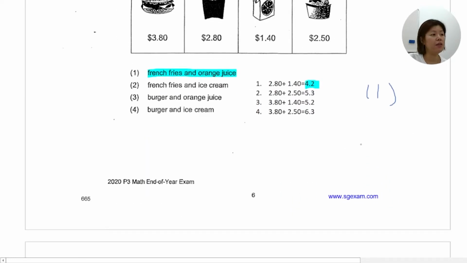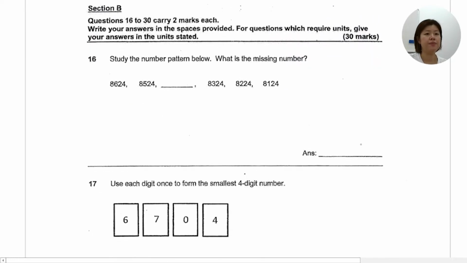Okay, next one. Here, study the pattern. If you can see, it is 8,624 and it becomes 8,524. So you can find the difference by taking the bigger number minus the smaller number, and you will get 100. So it means every time you move, you minus 100. So this one also minus 100. And the answer you will get is 8,424.